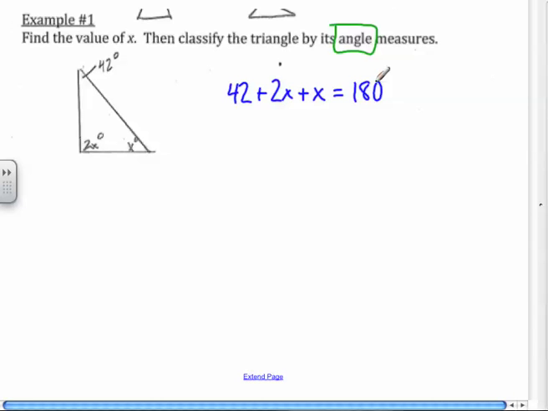I want to simplify though before I solve. Remember, whenever I'm solving equations, I want to simplify, which means I need to put things together. CC, what do I do?